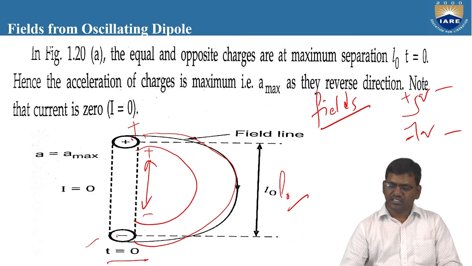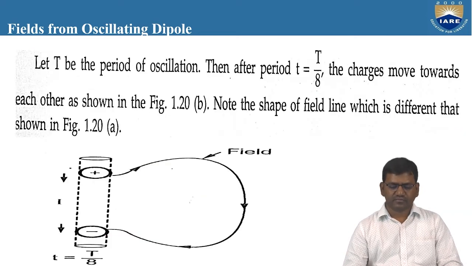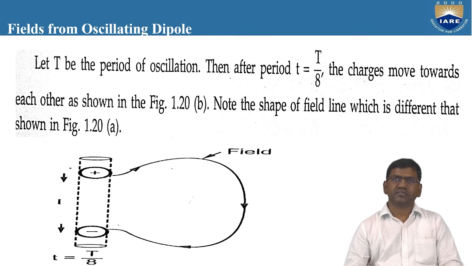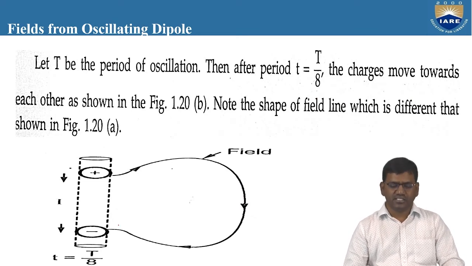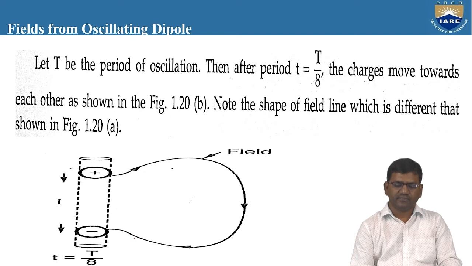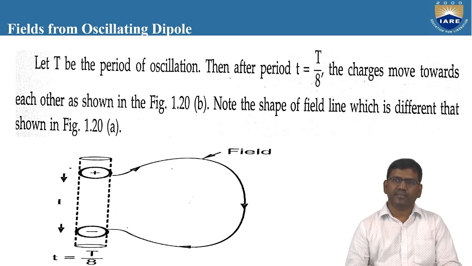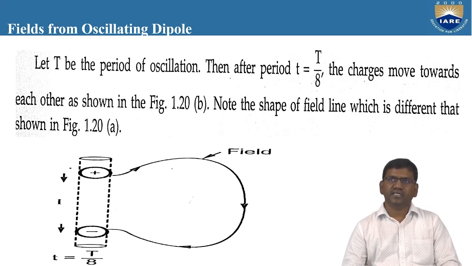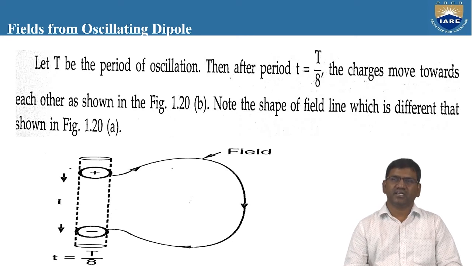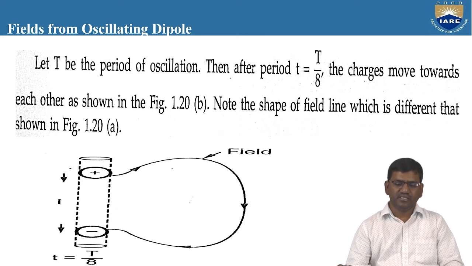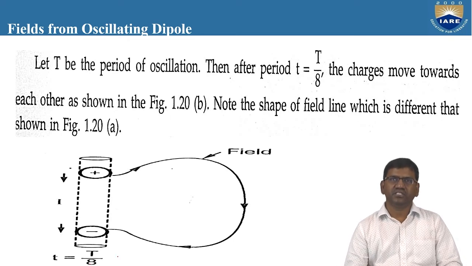You can see in the second figure, when the positive and negative charges are moving, the field line produced by this element changes. That means the pattern of the field line produced by this current element, this conductor or dipole, is changed. In the previous case the time was t is equal to 0.